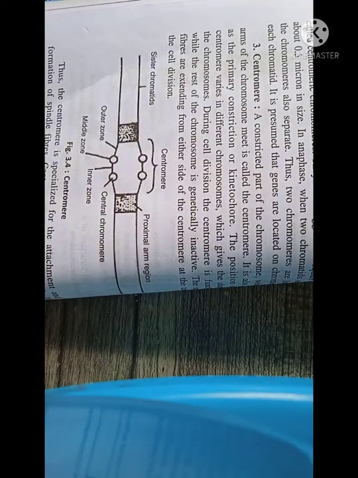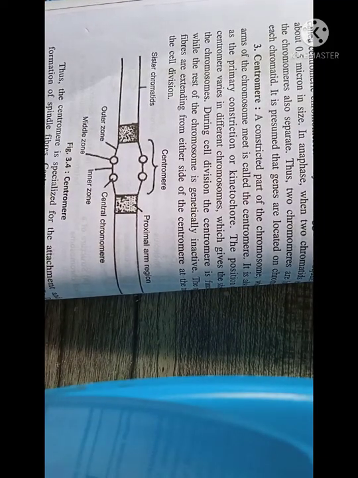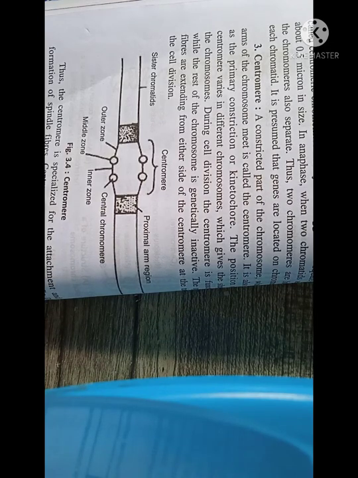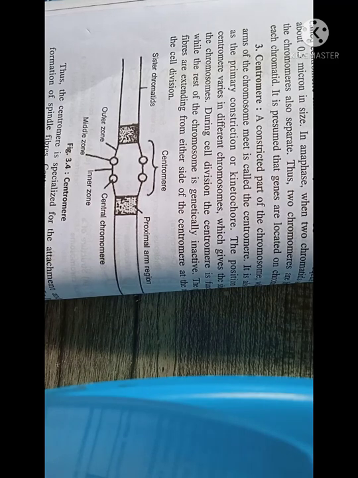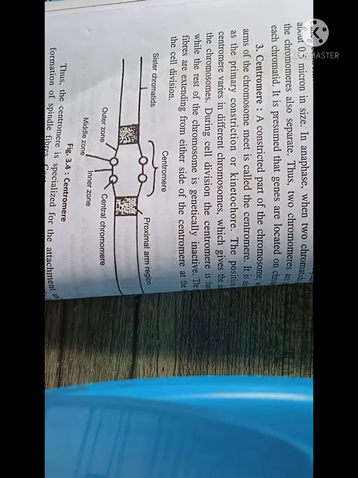When one centromere is present in a chromosome, it is called monocentric, when two, dicentric, and when many, a polycentric chromosome.